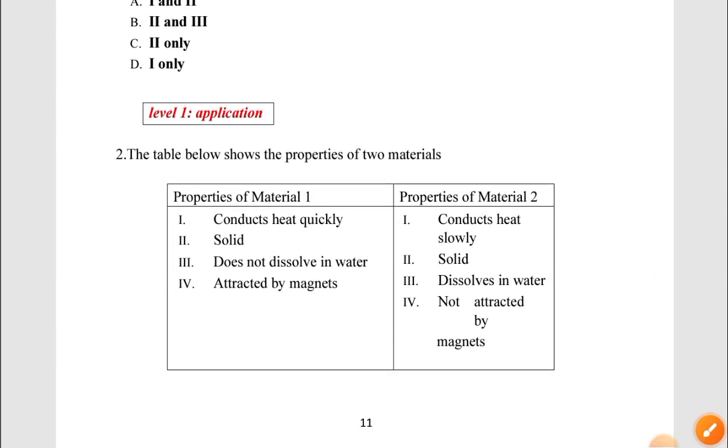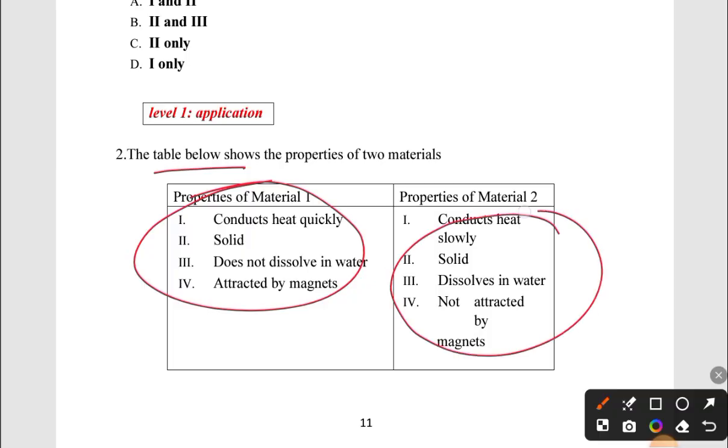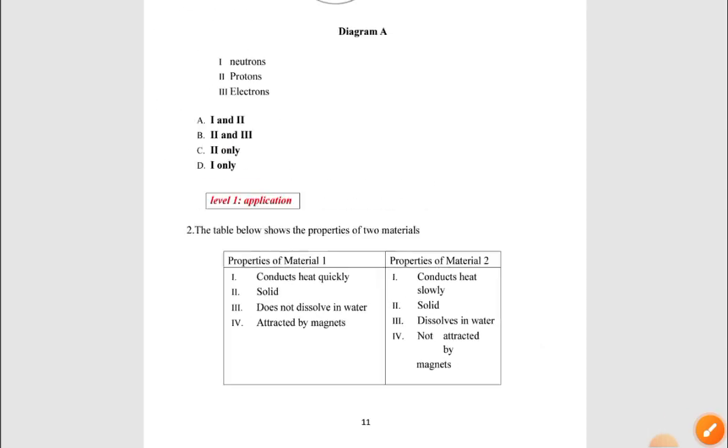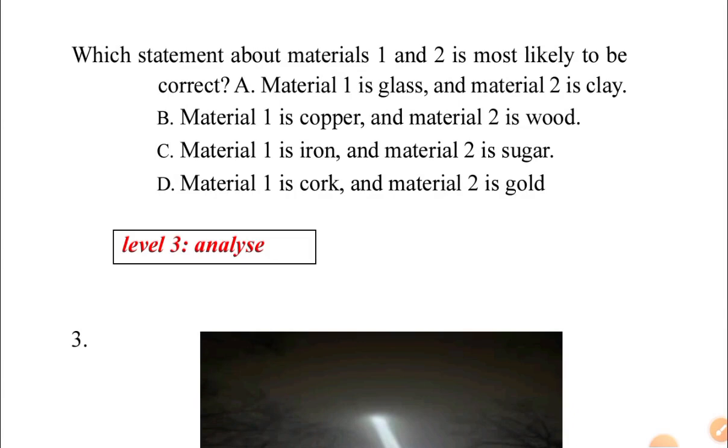Question 2. The diagram below shows the properties of two materials. So we have the properties of material 1, and these are the characteristics. Material 2, these are the characteristics. Now, we go to the next page. So let's look at them very well and do some comparison.